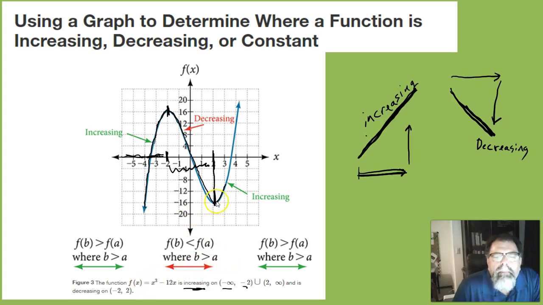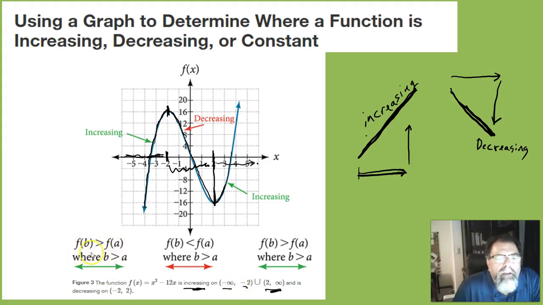Okay? And then again, up, up, up. So from 2 to infinity, it's increasing. So the function is increasing on this portion of the graph from negative infinity to negative 2, and also from this portion of the graph from 2 to infinity. Okay, so again, this is the x intervals that the y values are going up as you move from left to right. Okay, and that's kind of what this is saying.